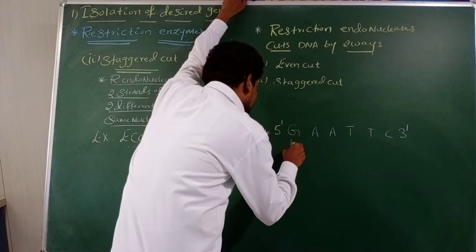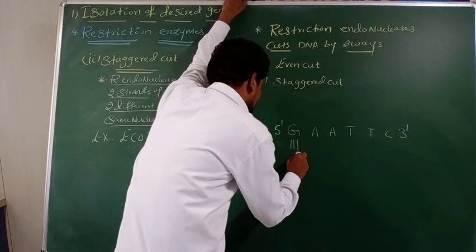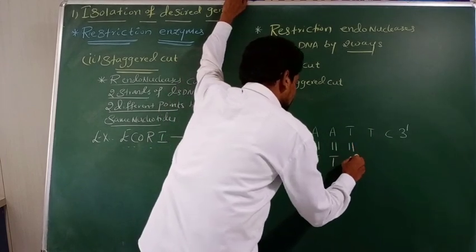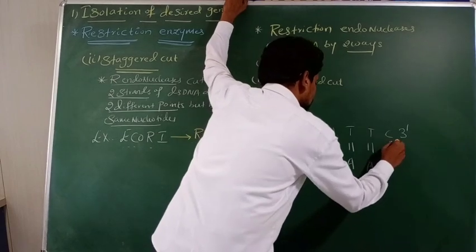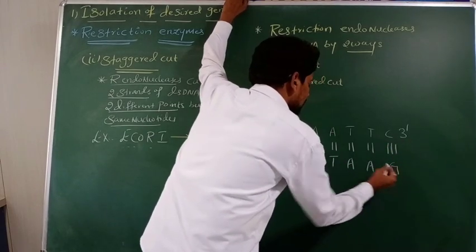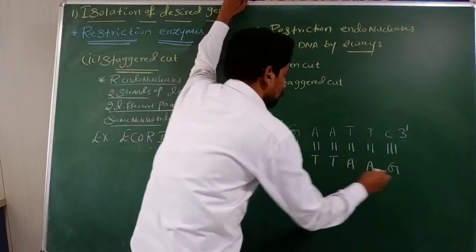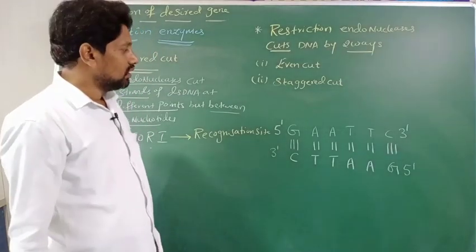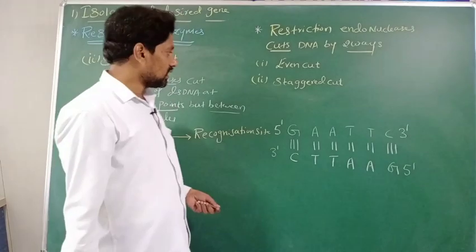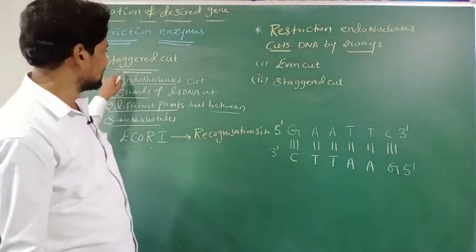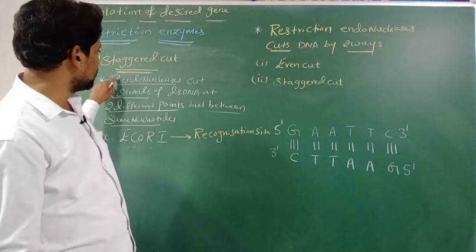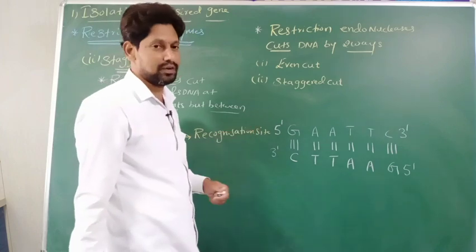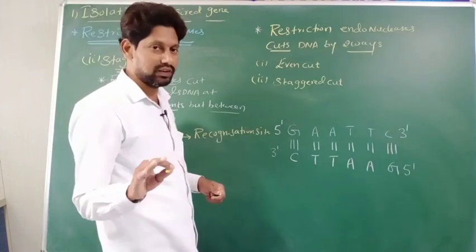Now, you write its complementary sequence. What does it become? CTTAAG. Is it okay? Right? Now this is 3 prime to 5 prime. Now listen to this statement. Restriction endonucleases, we are discussing which cut? Staggered cut. Are they cutting both the strands at the same point or different points? Different points, but between the same two nucleotides, yes or no?